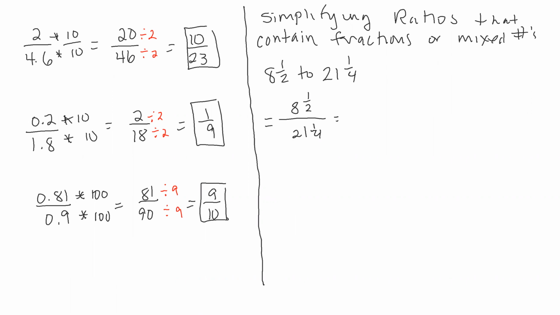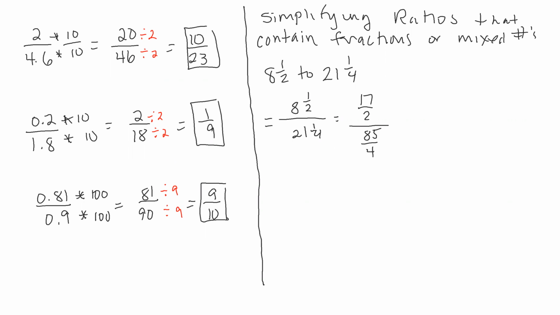So to convert a mixed number to an improper fraction, you take the denominator and multiply it by the whole number. So 2 times 8 is 16. You add the numerator, so we're going to get 17 halves. And then for the denominator, 21 and 1/4, 4 times 21 is 84, plus the numerator of 1 is 85 fourths. So we get 17 halves divided by 85 fourths.